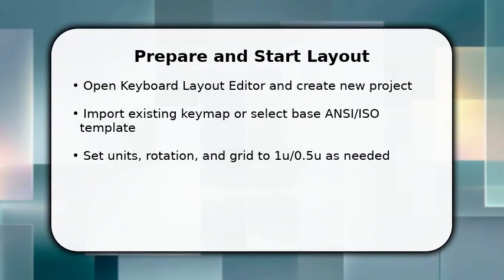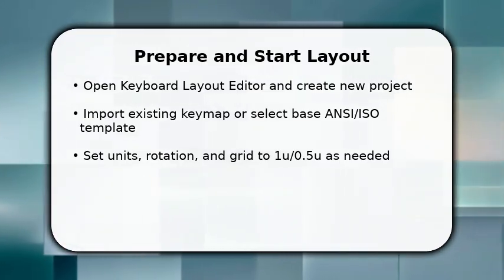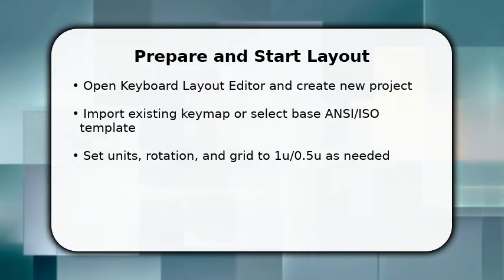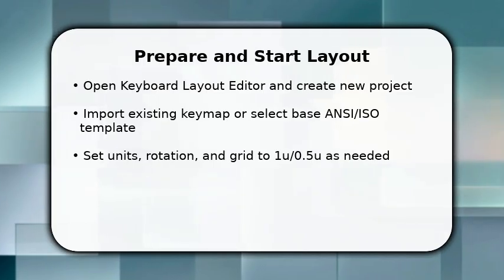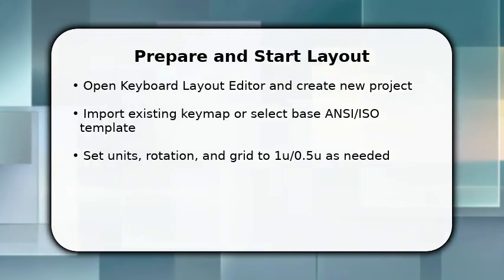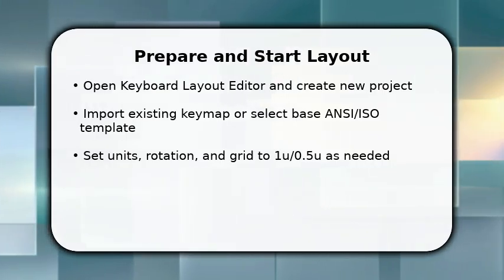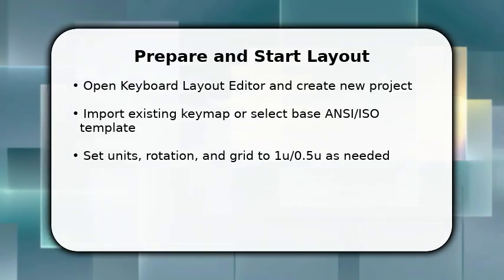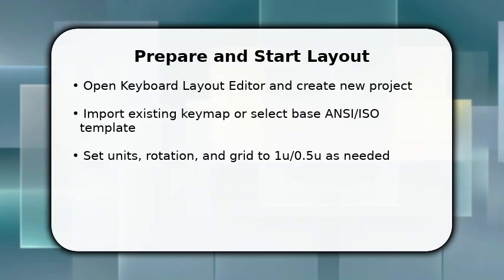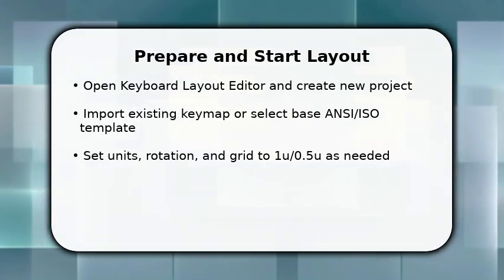You begin by opening the keyboard layout editor and creating a new project. This gets your canvas ready. Load an existing key map if you want a quick baseline, or choose an ANSI or ISO template to match your board. Once done, set the grid units and rotation. Use 1U for standard keys and 0.5U for split modifiers, so placement aligns precisely. Make sure to name the file immediately to avoid confusion, and position the first row of keys as your anchor.